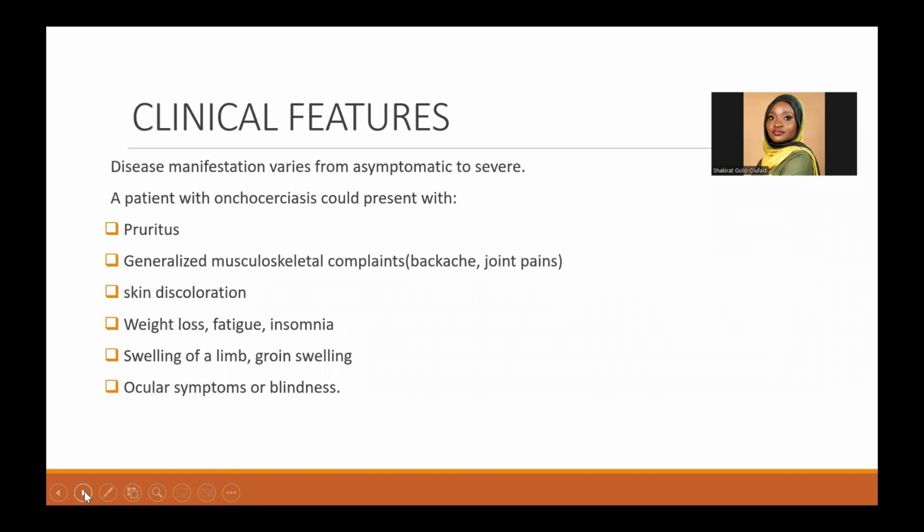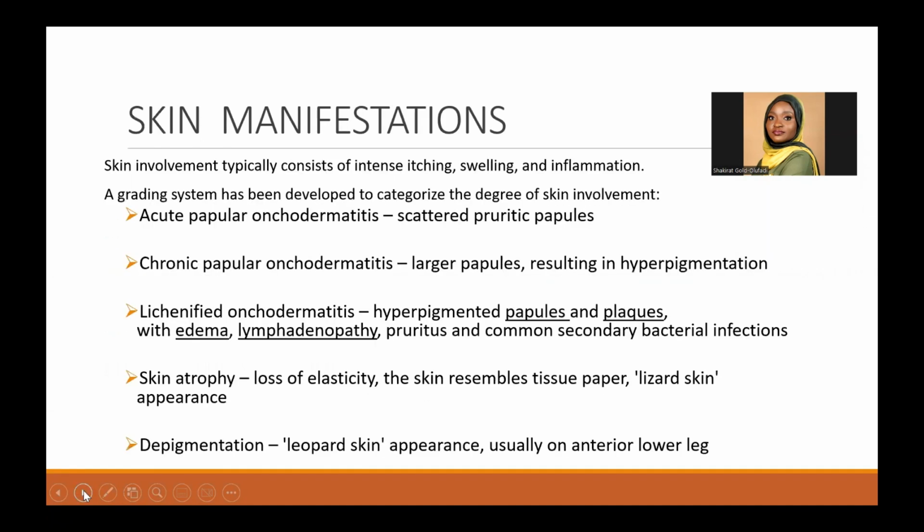So the disease manifestation of onchocerciasis varies from asymptomatic to severe. A patient with onchocerciasis could present with pruritus, that's itching, backache, joint pains, skin discolorations, weight loss, fatigue, insomnia, swelling of the limbs, the groin, and of course the eye symptoms, that's the blindness and or visual impairments initially, which then leads to blindness. So we'll focus a bit more on the skin manifestations.